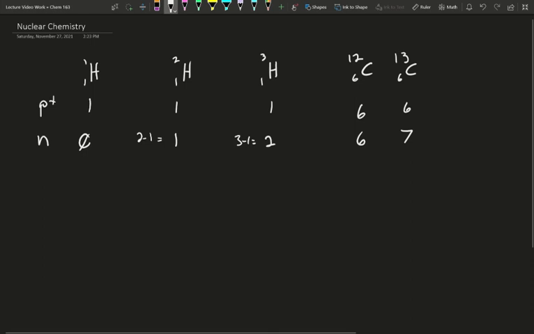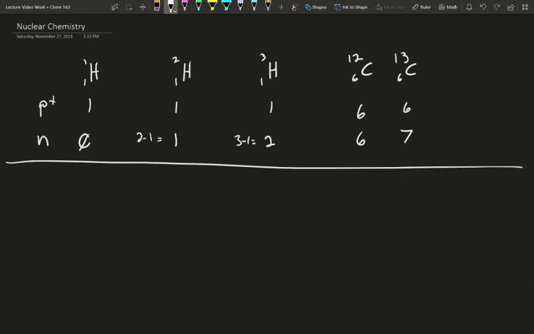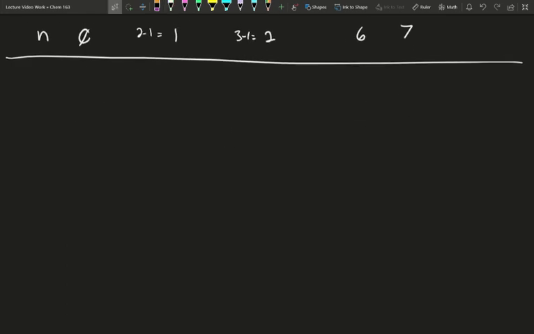Some isotopes are stable, and some are radioactive and can decay. So we're going to explore what it means to decay, how we do it, what the different forms are, what the different types of radiation are, and how we interpret those different radiations. Our first form of decay is alpha decay. An alpha particle is really a helium-4 nucleus with a 2+ charge.